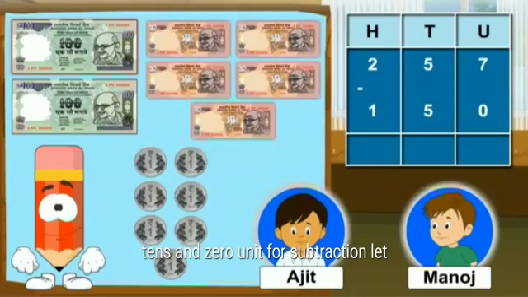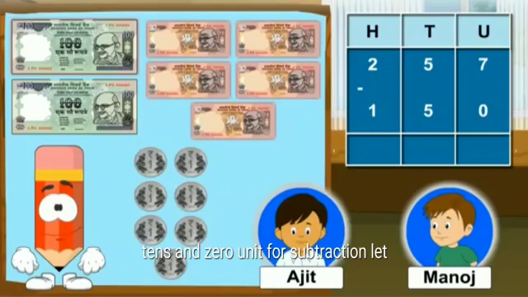See, hundreds place, tens place and units place. We have these three columns and we have the notes also. Currency is given here. So Ajit has 200. See, 200 rupees in notes are given. Then tens. There are 5 tens, so 5 ten rupee notes are given, and 7 units. So 7 coins are given.